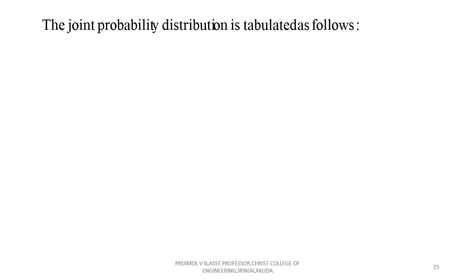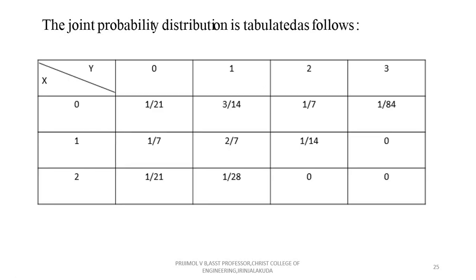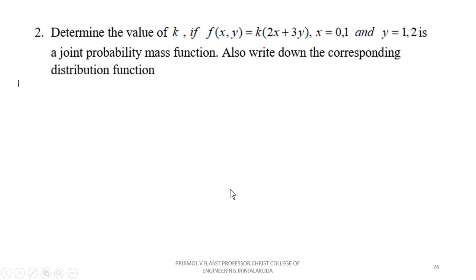The joint probability distribution is as follows. Here I have written the values of x, and here we have written the values of y, and these are the joint PDFs. F of x equal to 0, y equal to 0 is 1 by 21. F of 0, 1 is 3 by 14. F of 0, 2 is 1 by 7. F of 0, 3 is 1 by 84. F of 1, 0 is 1 by 7. I hope you have understood how to write this table.